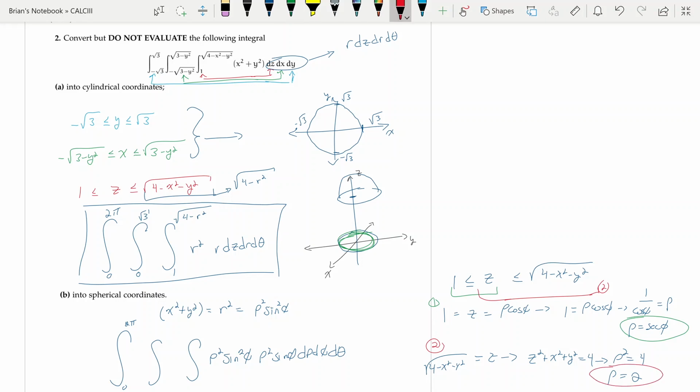And now we can just write that really nicely. 2 and secant of phi. Perfect. It's going to come through, I promise.